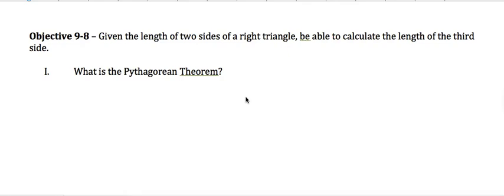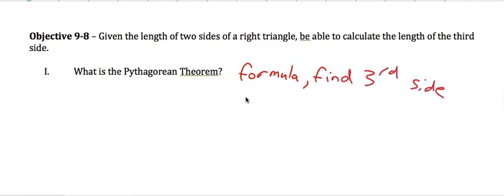Alright guys, today we are looking at the Pythagorean theorem. Now this is something that we see in algebra that's really more a part of geometry. The Pythagorean theorem basically allows you to find the third side of any right triangle. Okay, so it's a formula, and it allows you to find the third side of any right triangle.